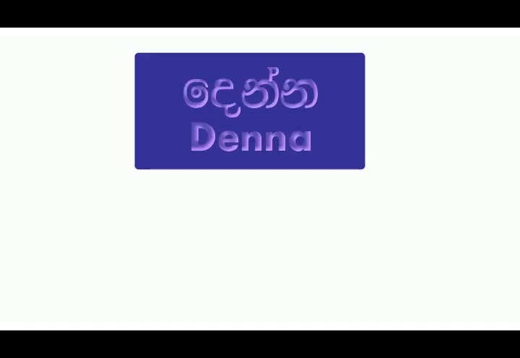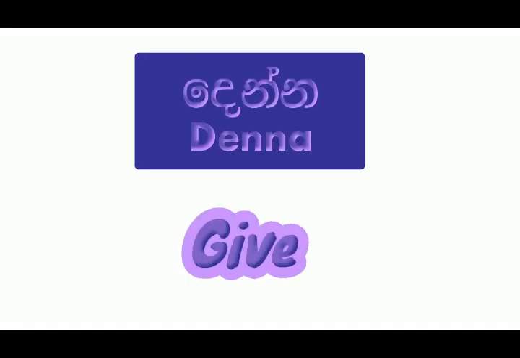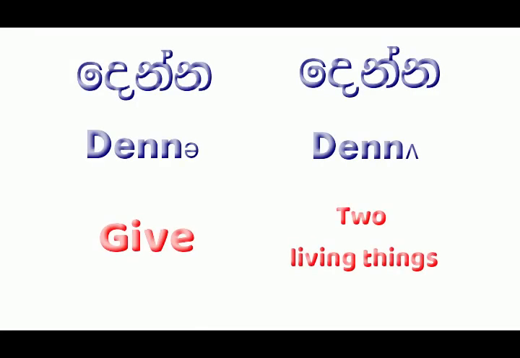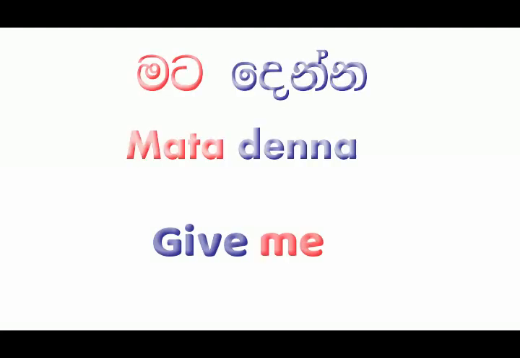Okay, next word. Denna, meaning give. The word is pronounced as denna, not denna. Denna means two of living beings, like minister denna means two people, puso denna means two cats, like that. So this word is denna. Mata denna, give me.